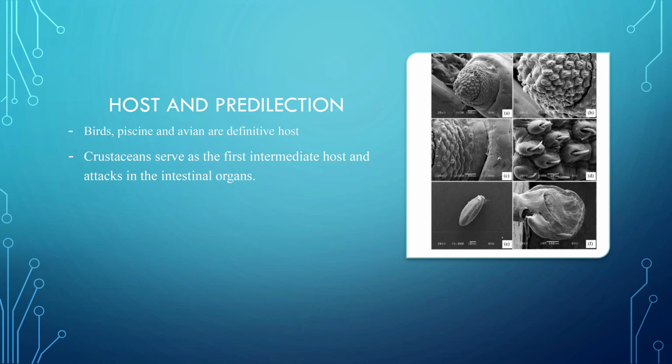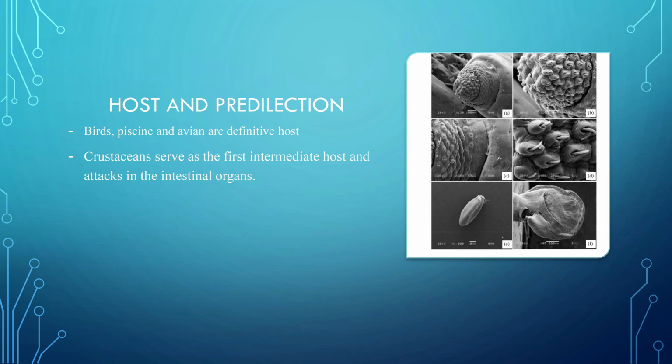Next, I will explain about the host and predilection of Paradilepsis. Paradilepsis is a common cestode in ichthyophagous birds, piscine and avian definitive hosts, with the main sources of infection being cyprinid fish, which are a preferable food source for such birds. Although crustaceans serve as the first intermediate host, it attacks the intestinal organ.